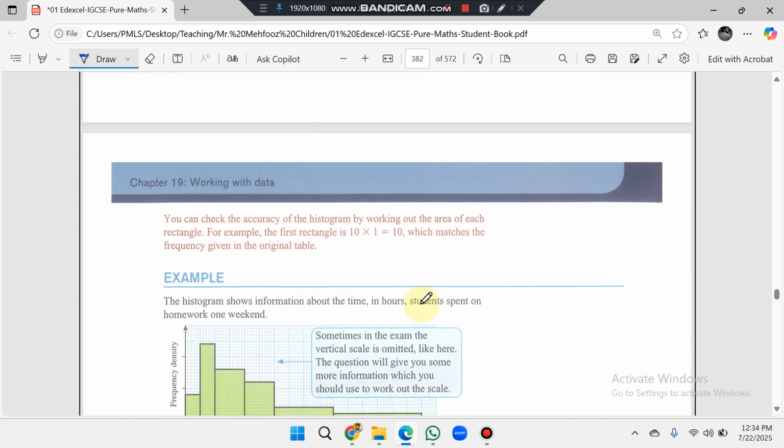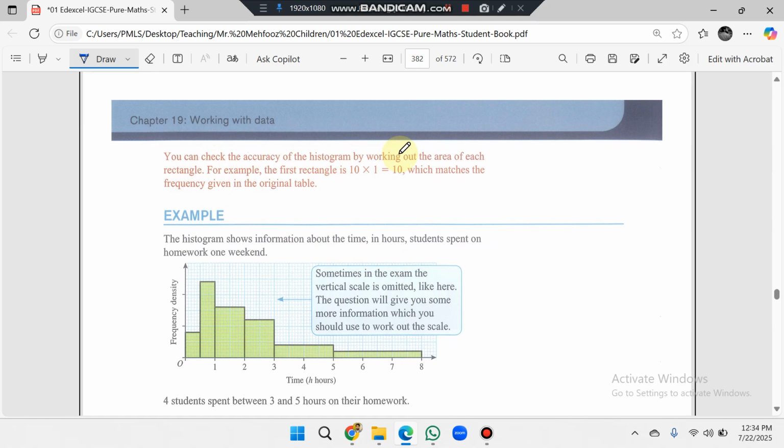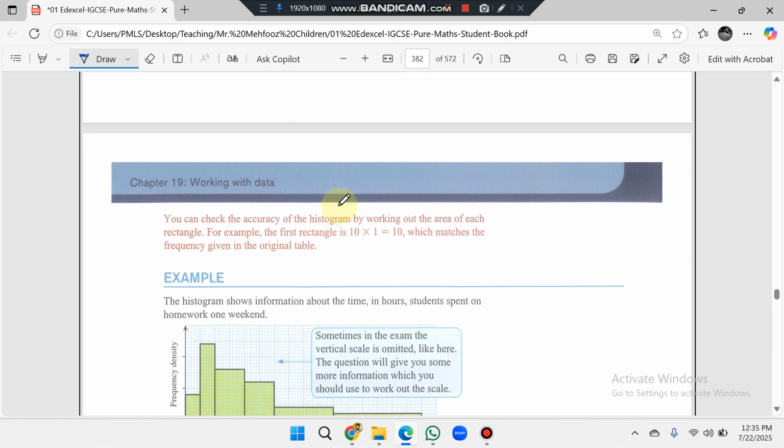Okay, good. Next one is you can check the accuracy of the histogram by working out the area of each rectangle. For example, the first rectangle is 10 multiplied by 1, that is equals to 10, which matches the frequency given in the original table. So it means that this is the simple checking method for the histogram. To check whether the histogram is true or false, we have to just find the area of the rectangle, and that area will be equals to the frequency, because the area of the rectangle is equals to frequency in the histogram, right?